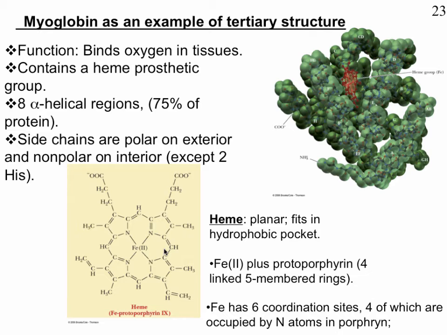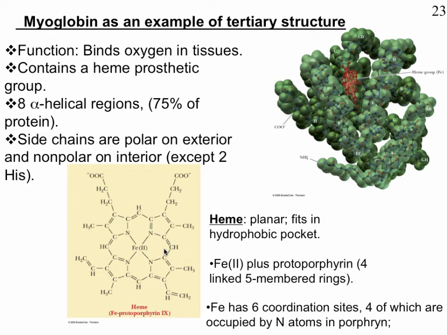Okay, so myoglobin. We're going to talk about myoglobin as an example of a tertiary structure because it's really quite interesting, and there's a lot that's known about it. Myoglobin's function is to bind oxygen in the tissues. It stores oxygen in the tissues. In its structure, it contains a heme prosthetic group. So this is what the heme prosthetic group looks like. The heme is bound into this hydrophobic pocket of myoglobin. It's got 8 alpha helical regions, so it's mostly alpha helical, 75% of the protein.